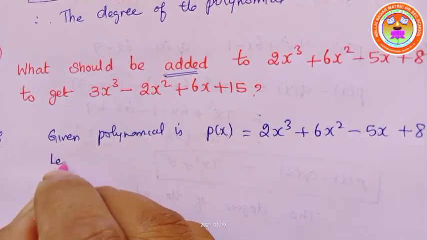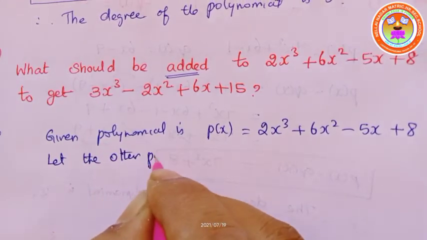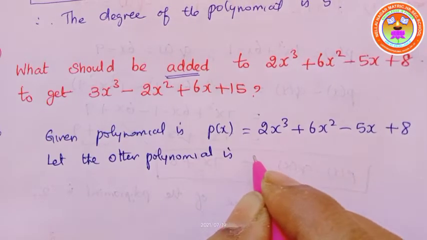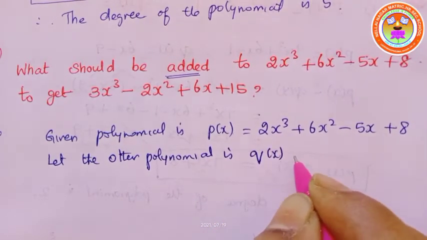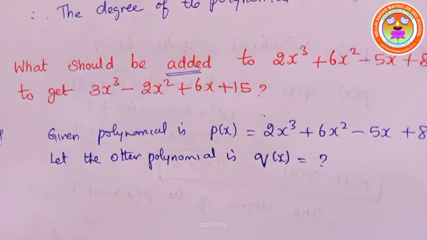Let the other polynomial be, you can consider, q of x. It's clear, children? So we have to find the other polynomial. What number should be added?